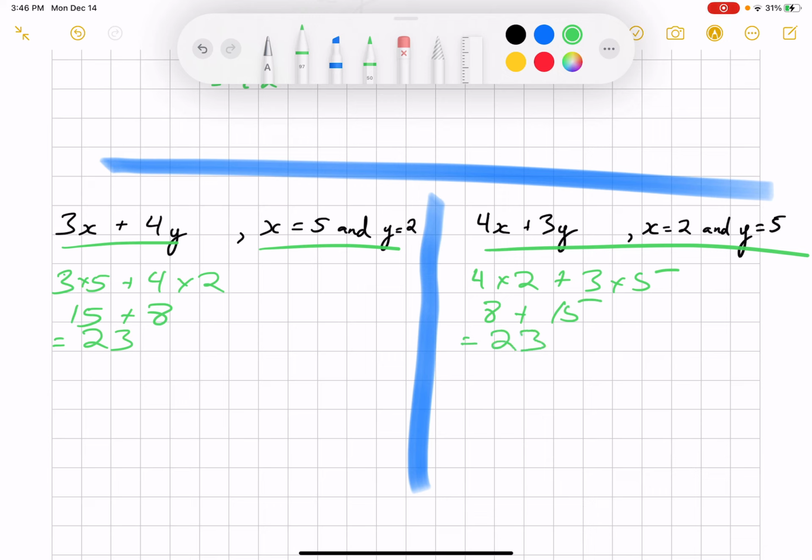Now my question for you that I want you to try to figure out is, why do these questions come out to the same answer when x and y were different? Okay, so I'm hoping that you notice that we're multiplying the same numbers. So even though the questions are in different order, this is 4x and this is 3y and this is 3x and 4y, these ones switched around as well. So we ended up multiplying the same numbers together, and that's why they came up with the same answer.